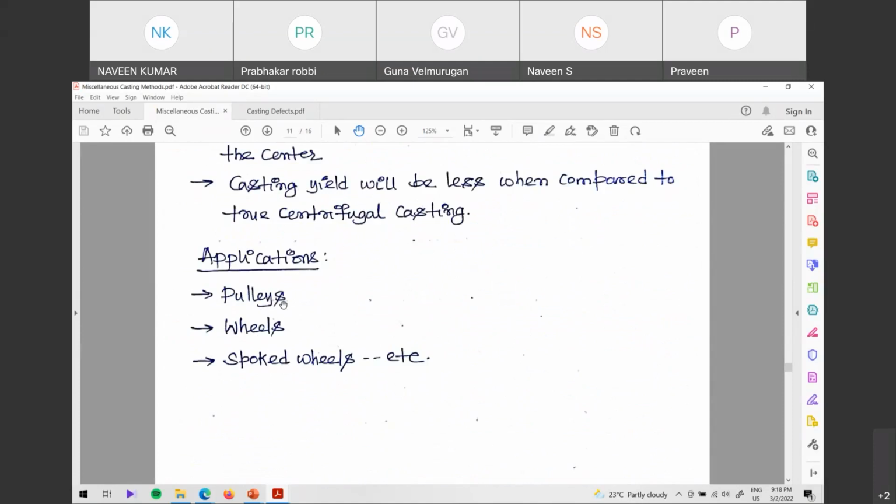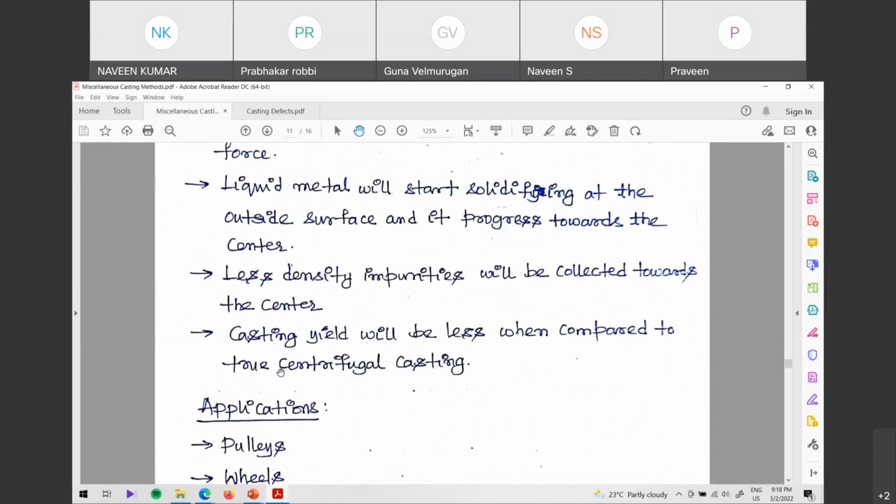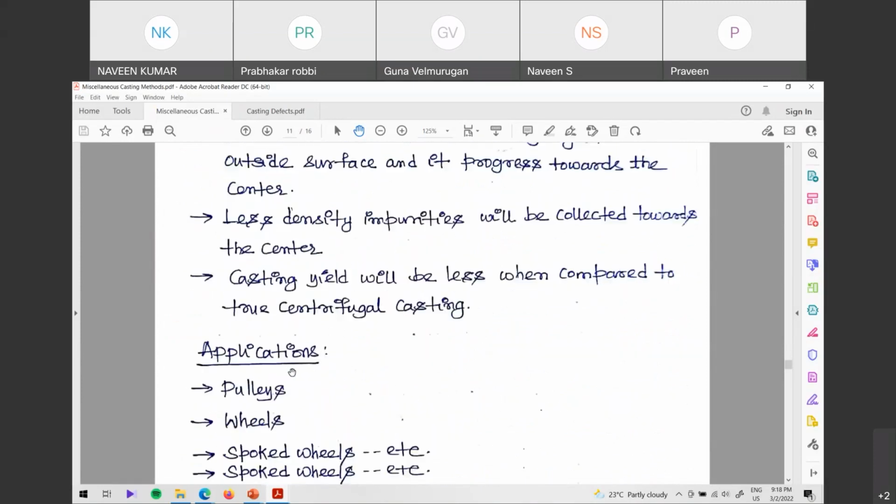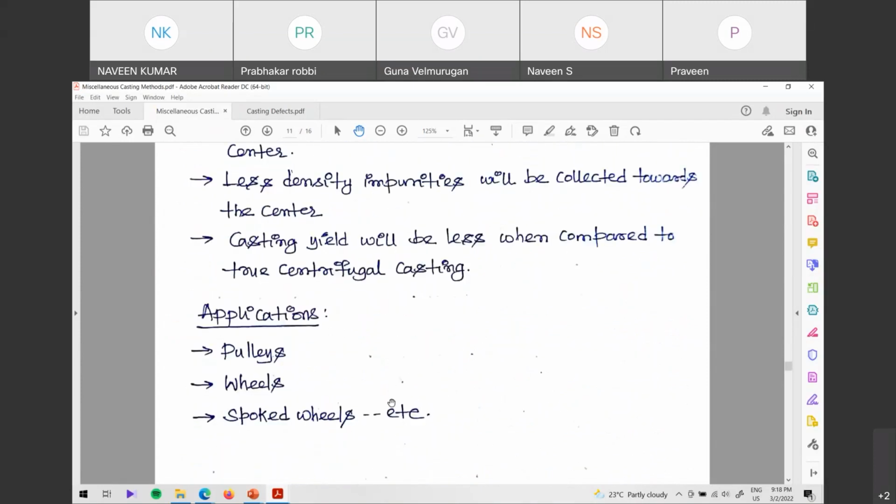Pulleys, wheels, spoke wheels are axisymmetrical objects. So all the axisymmetrical objects which are circular in nature. Obviously axisymmetric means there is a sweep. In the sweep patterns we have seen, we take a 2D object and then sweep it. So in the top view, if you see, there are some circles. In pulleys we have circles, in wheels we have circles, in spoke wheels we have circles. So for axisymmetrical objects we can use this semi-centrifugal.